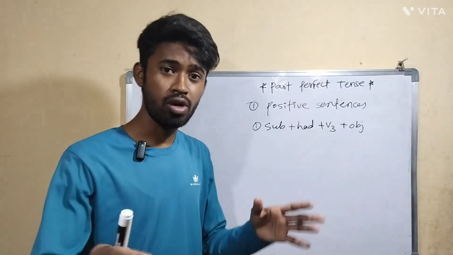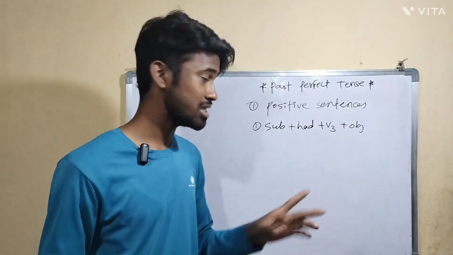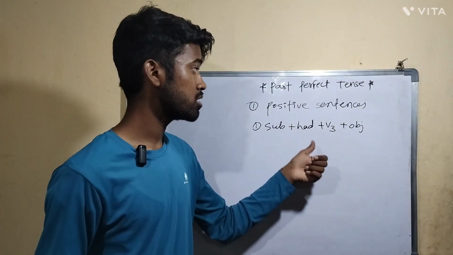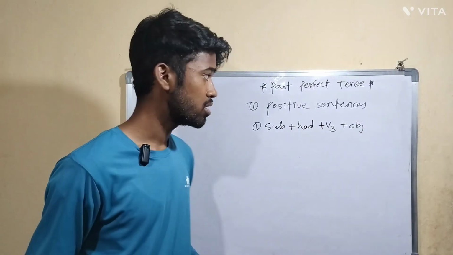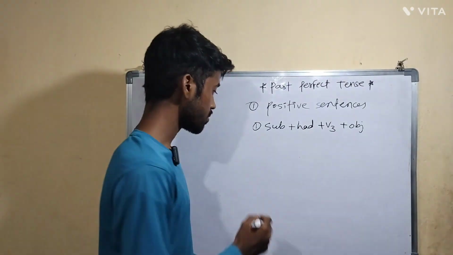Only had is the helping verb here, and in each past perfect tense sentence you have to use the helping verb had. So this is the structure: subject plus had plus third form of verb plus object. Now come to the examples.